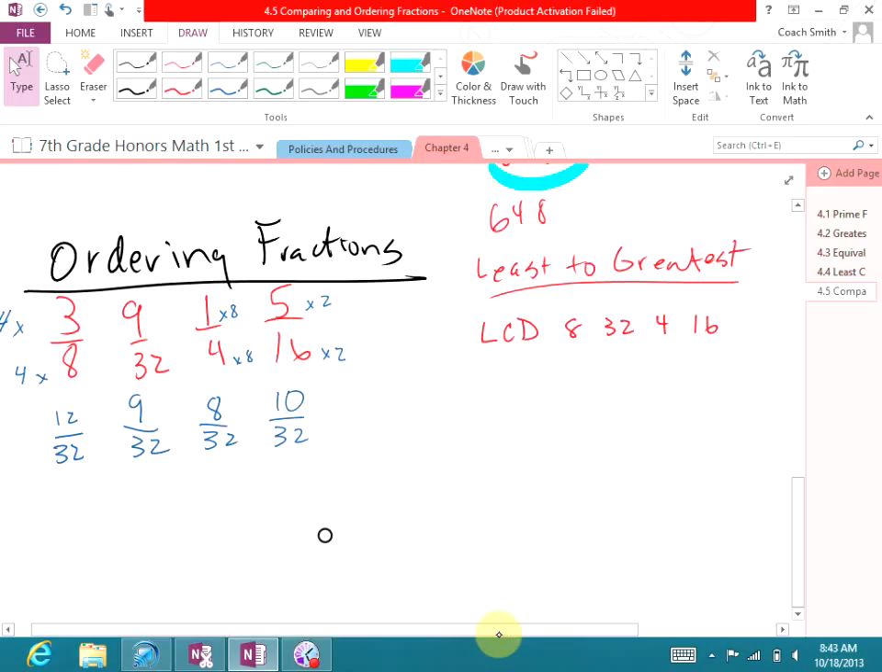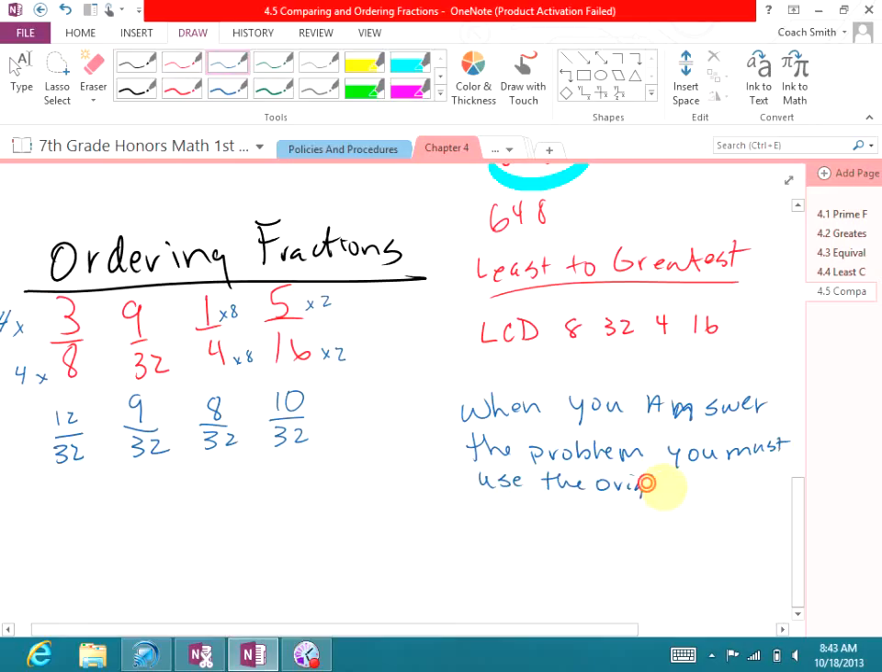Now, here's the important part. When you're putting them in least to greatest order, when you answer the problem, you must use the original fractions. So when I give the answer of the fractions from least to greatest, I must use the original fractions: 3/8, 9/32, 1/4, 5/16.